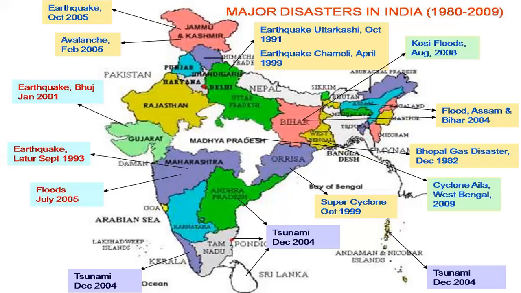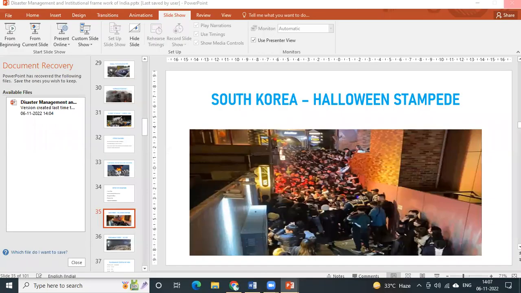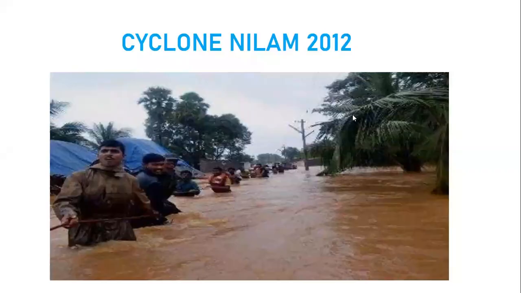Then 2005 floods in Maharashtra, Kosi floods in Bihar in 2008. Bihar is more prone to floods. Then cyclone Aila, West Bengal in 2009. These are the major disasters which India has faced from 1980 to 2009. Then we will discuss the recent disasters in 10 years which India has faced.